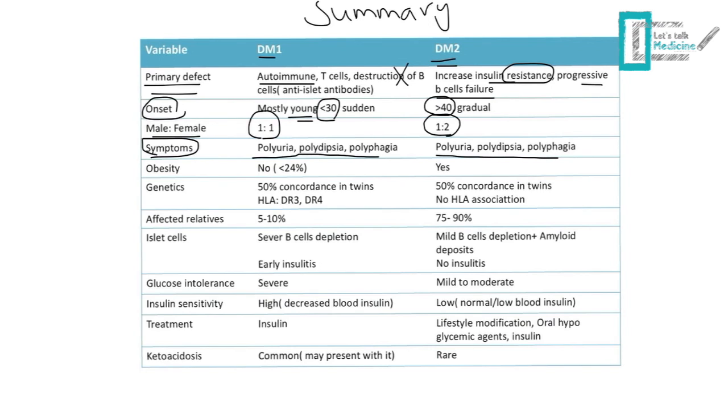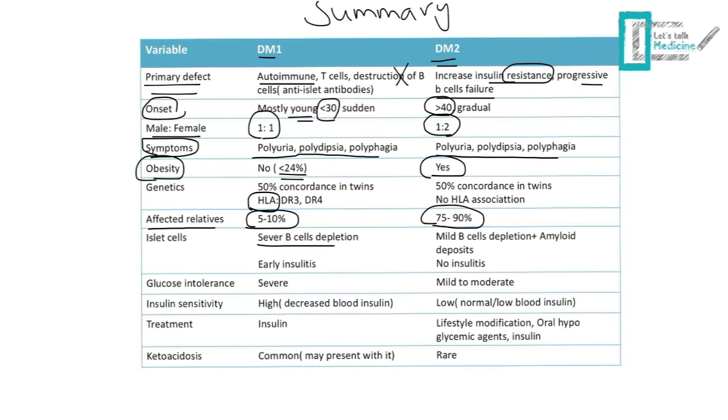The difference here is that, as we said, type 1 diabetes might present as ketoacidosis, and type 2 diabetes might present with macro or microvascular complications. Obesity is highly associated with type 2 diabetes, and it's less associated with type 1. As you can see here, it is less than 24%, while in type 2 diabetes, almost all patients are either obese or have central obesity or increased lipids in the body. Type 1 diabetes is strongly associated with HLA, and for affected relatives, it's almost 5 to 10%, while in type 2 diabetes, it is almost reaching 90% of relatives.